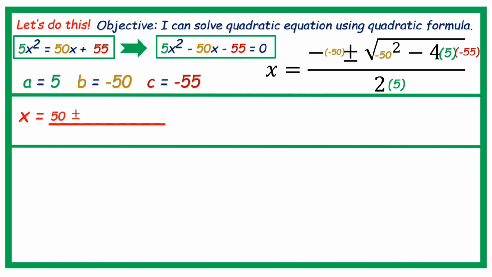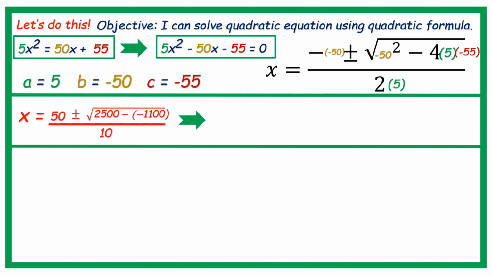Then let's just copy plus and minus. The square root of 2,500 minus negative 1,100. Again, how did we get those numbers? The square of negative 50 is 2,500. And when you multiply 5 times negative 55 times 4, the answer is negative 1,100. Let's continue. 2 times 5, the answer is 10.